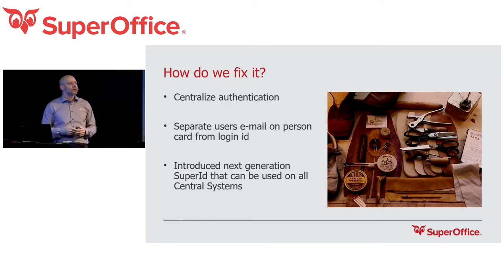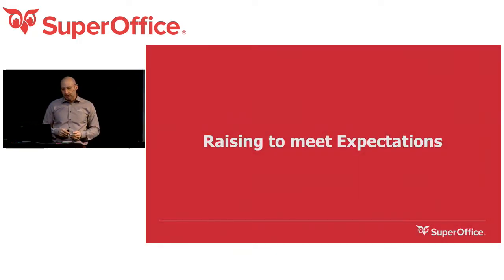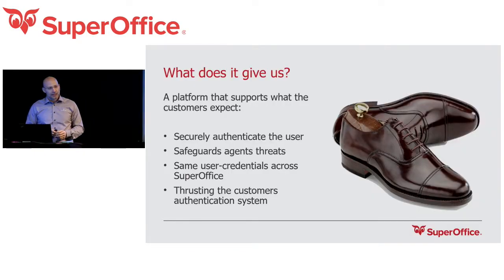We need to build a new set of shoes so that we can know how to walk the walk, talk the talk. We need to be able to separate the user's login ID from their email address connected to a specific associate. We also need to introduce the next generation of Super ID that can be used on all systems across the entire SuperOffice online real estate. So we're raising the expectations here. We've got to get these new pair of shoes on.